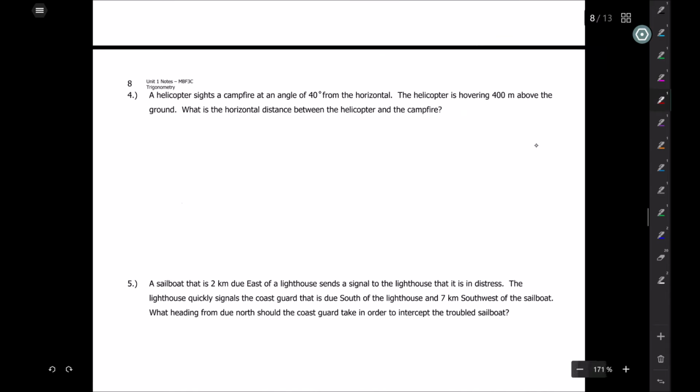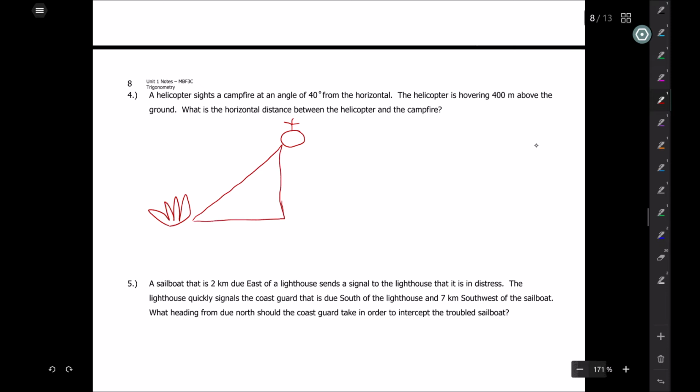Okay, number 4, it says a helicopter sights a campfire at an angle of 40 degrees from the horizontal. So we're going to draw in a picture of our campfire. Now, drawing is not my strongest suit, so please don't judge me. This is our campfire right here. We're going to draw our helicopter over here. This is my best attempt at a helicopter. And we have our right triangle right here, okay?